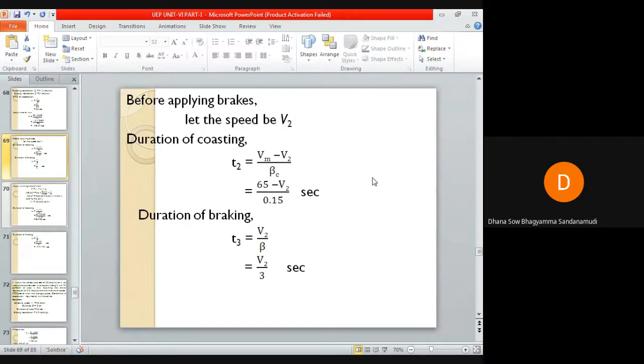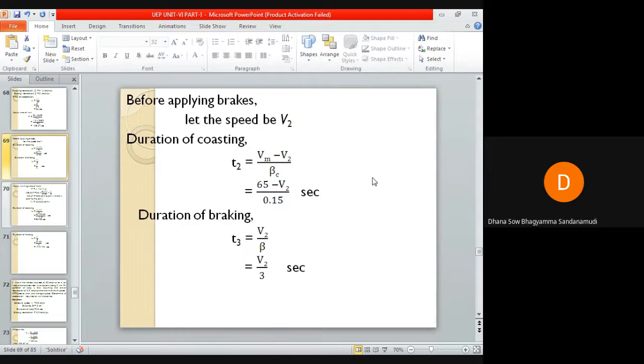Okay, so you know the Vm value, that is 65. You don't know the speed before applying the brake, so you just leave it as it is. Okay, so (65 minus V2) by 0.15. 0.15 is the coasting retardation. Okay, you just leave it as it is.